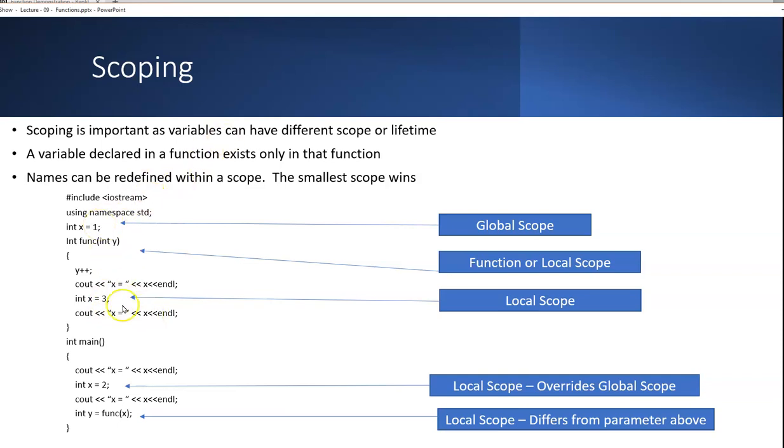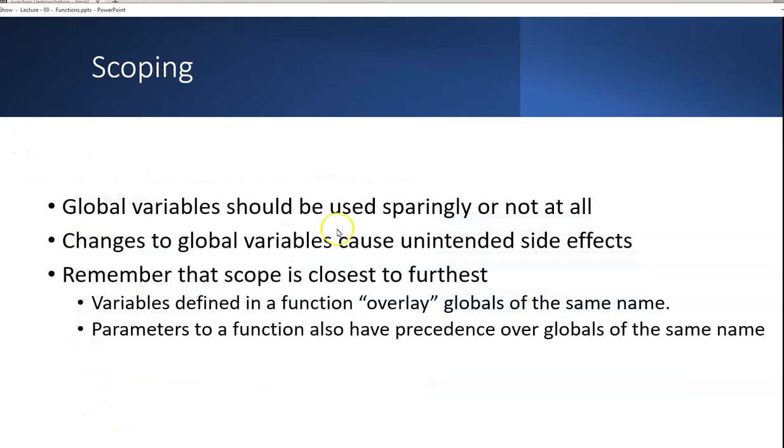They're two different variables. So, if we say cout x, we use this global variable, and here we say int x equals 2, it'll use this local variable, and here we say int y equals func x, it will use yet a third variable. Global variables should be used very sparingly or not at all. Changes to global variables can cause unintended side effects, and if multiple functions change it, you can get some very sticky code.